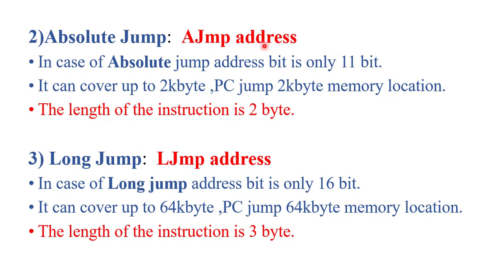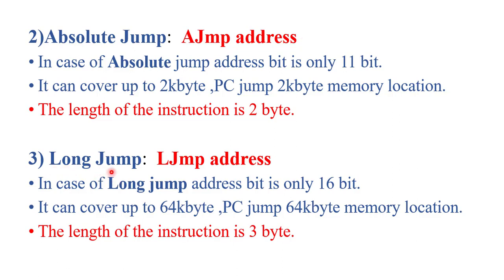In case of absolute jump, the address is only 11-bit. So in case of absolute jump, the coverage area is 2 kilobytes, or the program counter jumps 2 kilobytes of memory location. Why 2 kilobytes? Because 2 raised to the power 10 equals 1k and 2 raised to the power 11 equals 2k. This address is 11 bits. That is why the program counter jumps 2 kilobytes of memory location. And the total length of the instruction is 2 bytes: 1 byte for the opcode and 1 byte for the address.